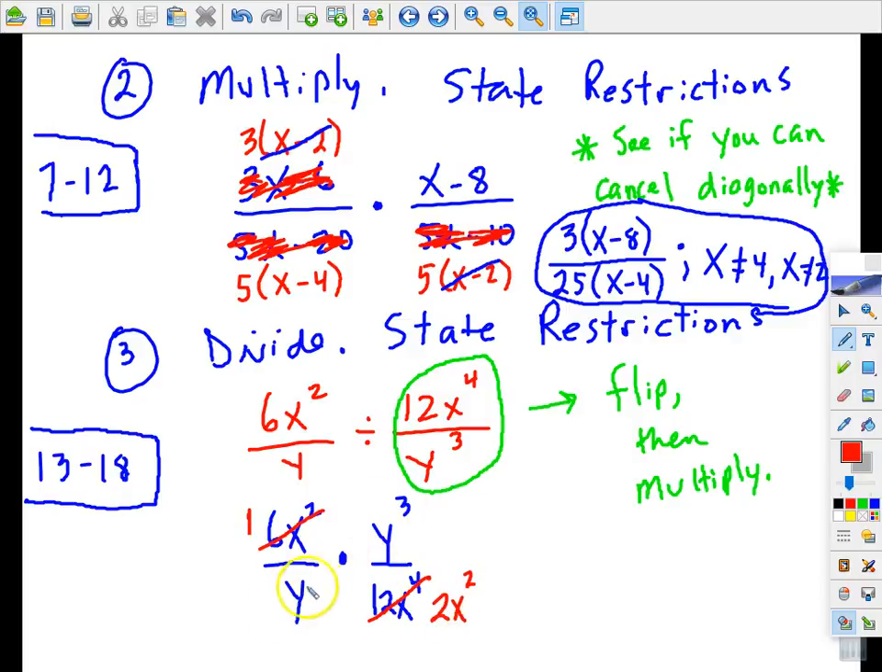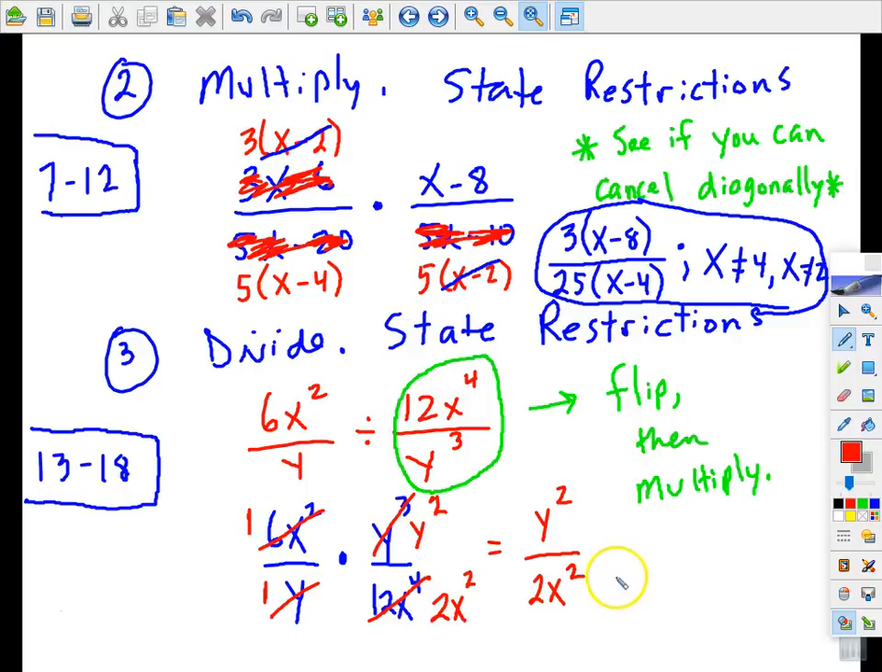Okay, going this way, I notice that I can divide y into both of these. Y into itself is just 1, and y into y cubed is y squared. Okay, so let's multiply straight across. 1 times y squared, and straight across 1 times 2x squared. And there's the answer to the division.